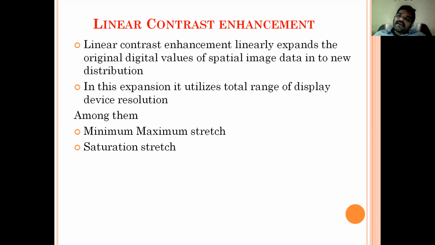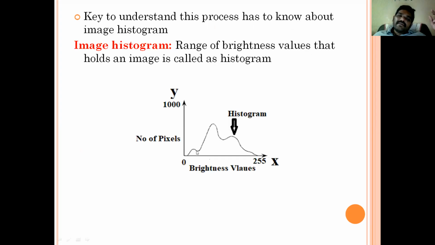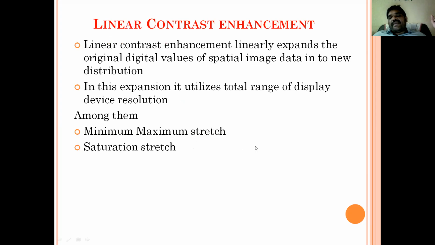When can I apply linear contrast enhancement? Linear contrast enhancement linearly expands the original digital values of spatial image data into a new distribution. See here, one word is there: the contrast is expanded linearly. This is the histogram. The contrast is expanding linearly. In this expansion, it utilizes the total range of display device resolution.